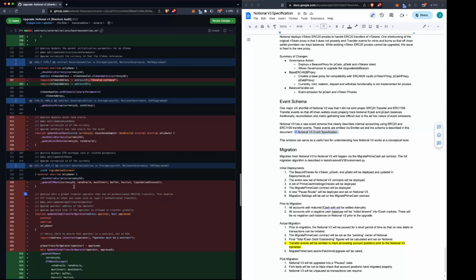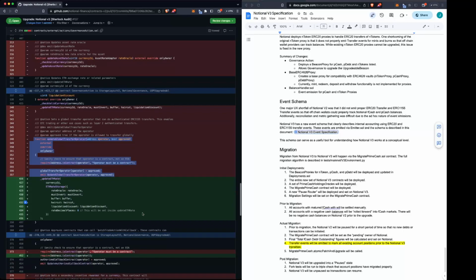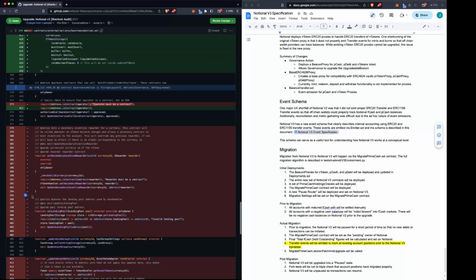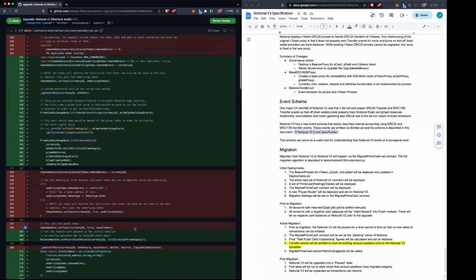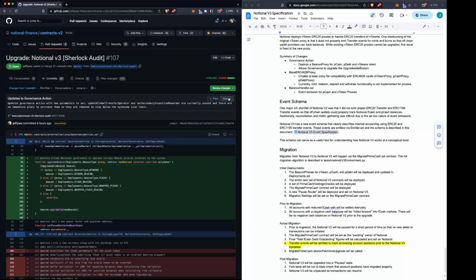Some things are removed. There's a couple functions that have been removed, right? So this is no longer valid. This we're deprecating since it's been unused, and this one is also unused, and this one was just particular to Aave v3. So some stuff has been removed, some stuff has been added, and so that's that.